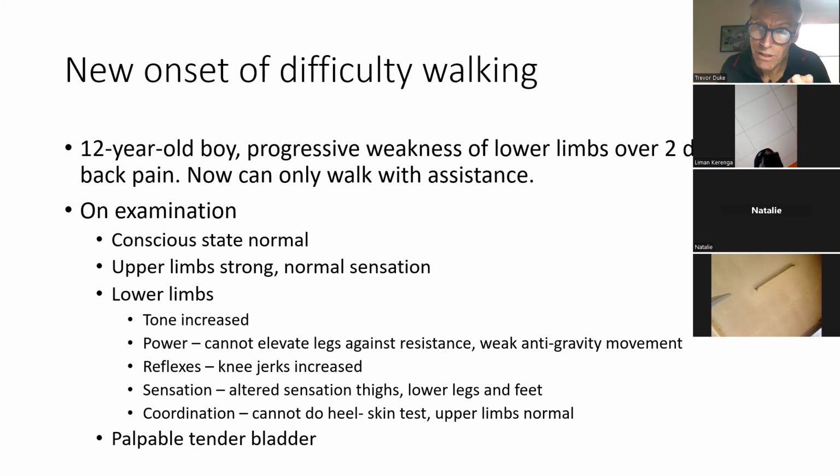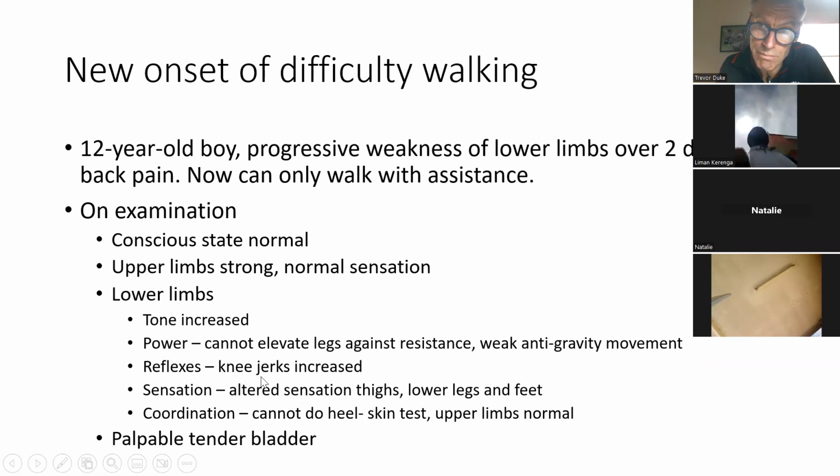Now new onset of difficulty walking could be something that's central or it's something that's peripheral. And it's our job to work out what it is. So on examination, this boy's conscious state was normal. His upper limbs were strong and he had normal sensation. In his lower limbs, though, his tone was increased. He couldn't elevate his legs against resistance, so he had very weak anti-gravity movement. He could just shuffle his legs in the bed, but he couldn't elevate them above the bed.